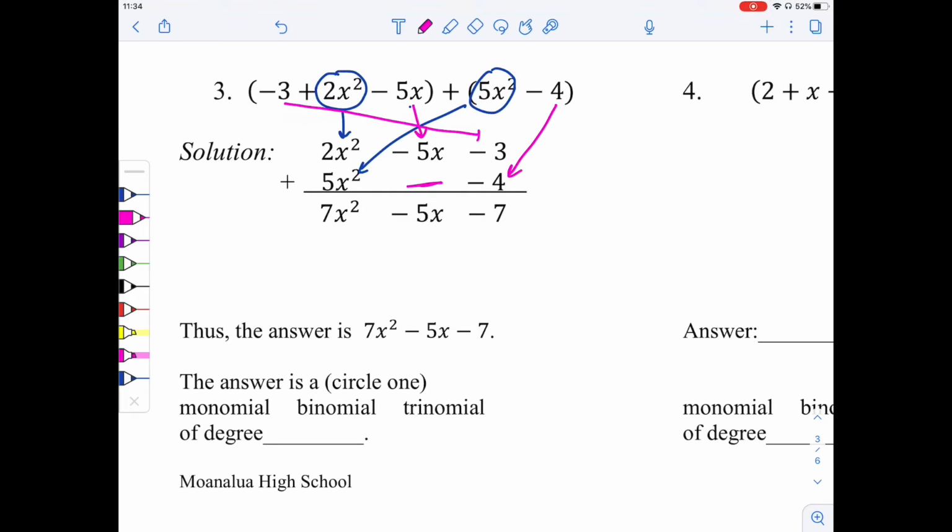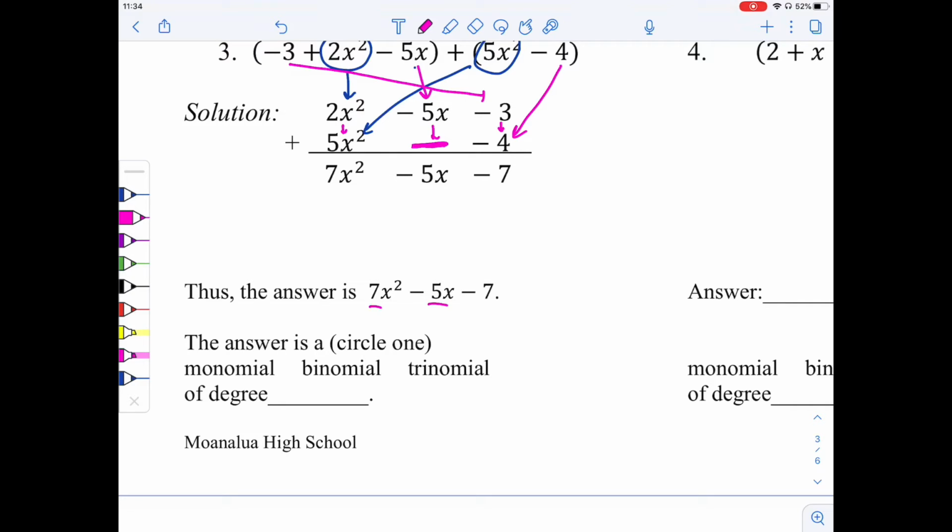All right, we don't have an x value for our second polynomial, so we leave that blank. And we just add vertically. 2 plus 5, 7x squared. Negative 5 by itself is just negative 5. Negative 3 plus negative 4 is negative 7. Okay, so it's a lot easier to line them up vertically.